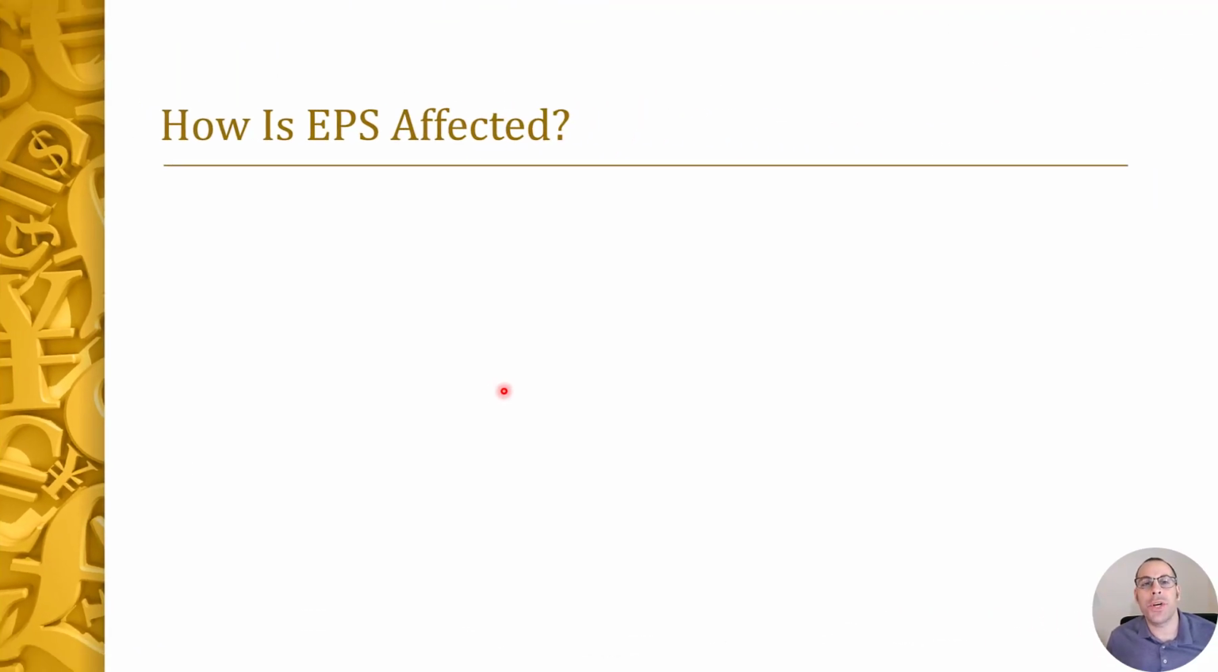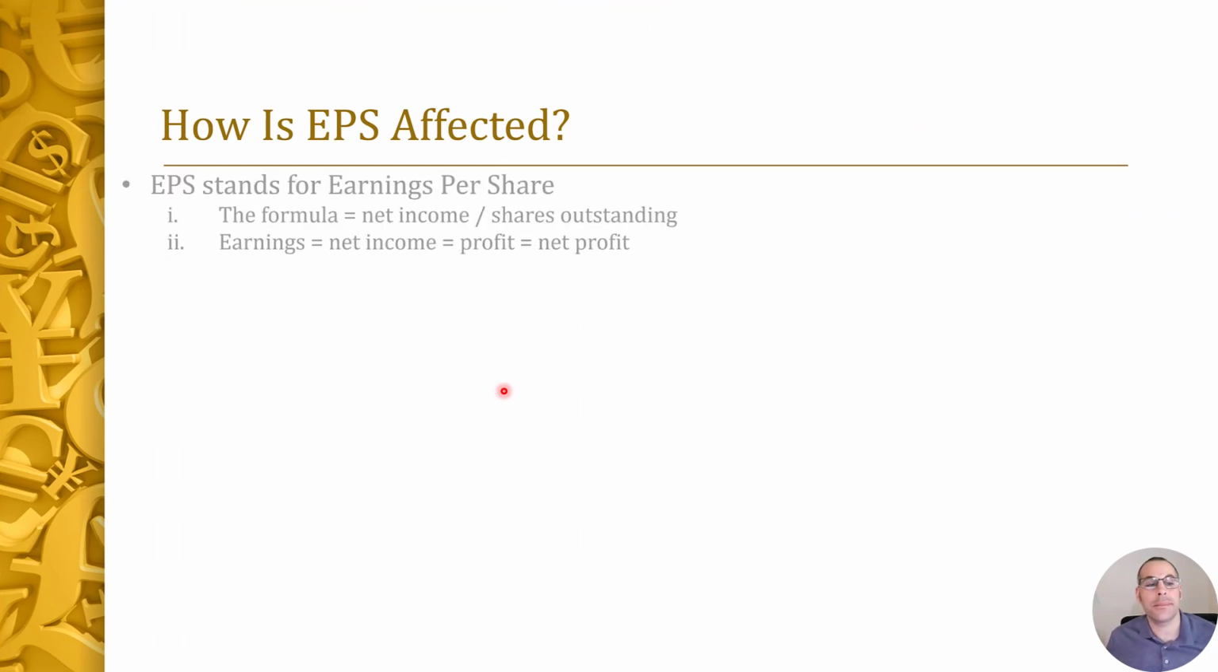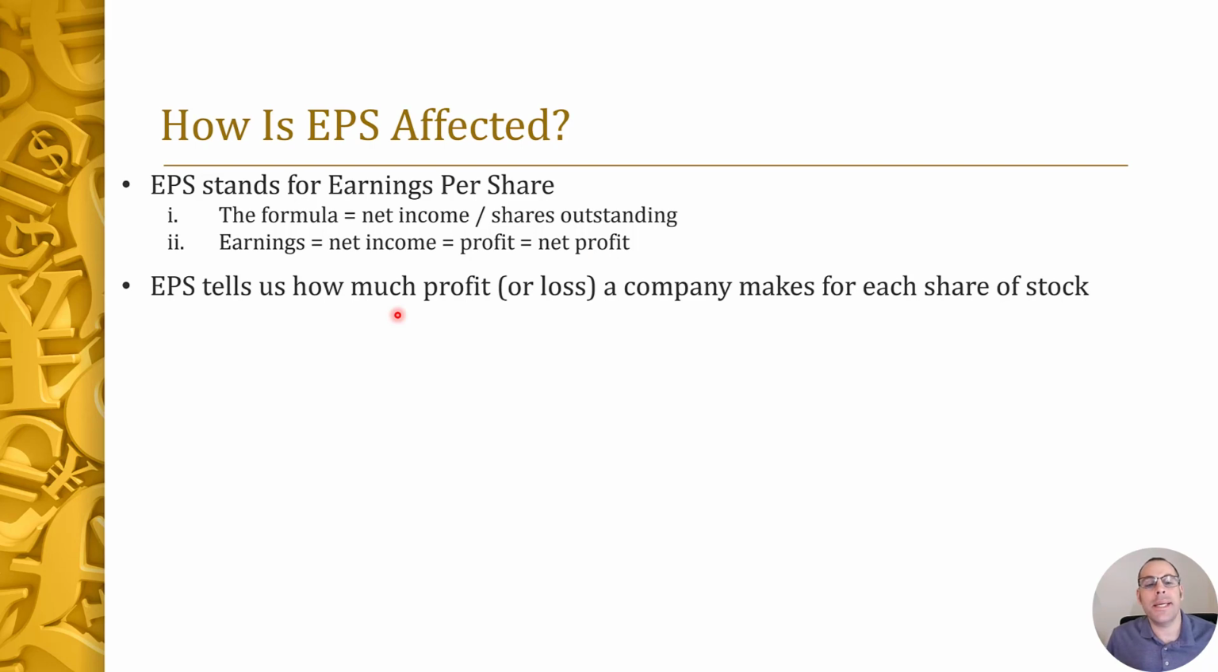How is earnings per share affected? Because the number of shares changes with a stock split. To calculate EPS, earnings per share, it's net income over shares outstanding. Sometimes you have to get used to the lingo in finance, but earnings is the same as net income, which is the same as profit or net profit. It's just all different ways to say the same thing. So EPS tells us how much profit or loss a company makes for each share of stock.